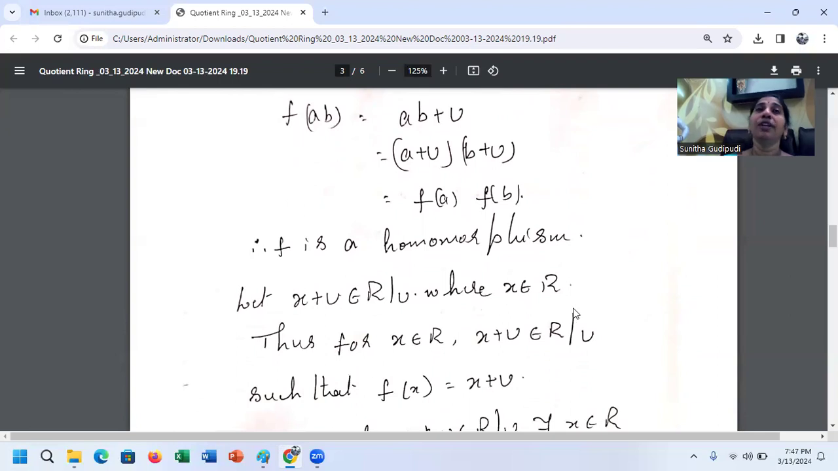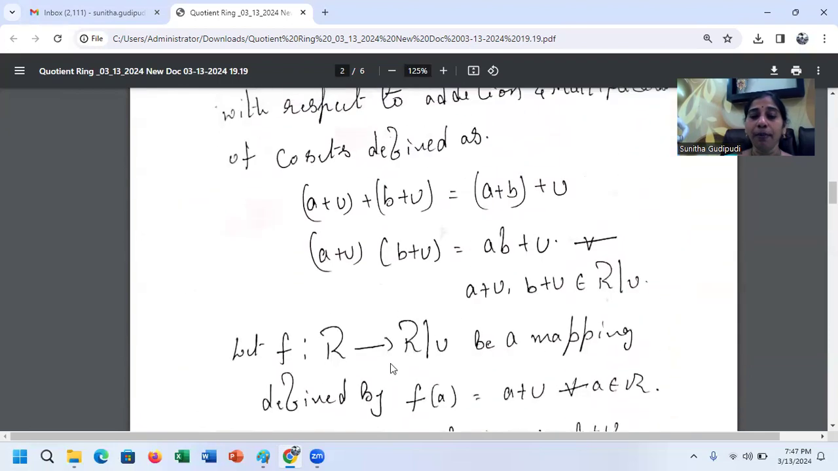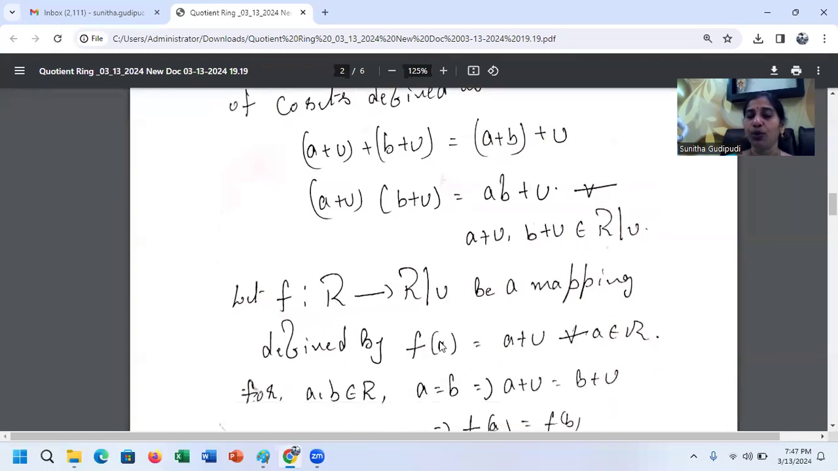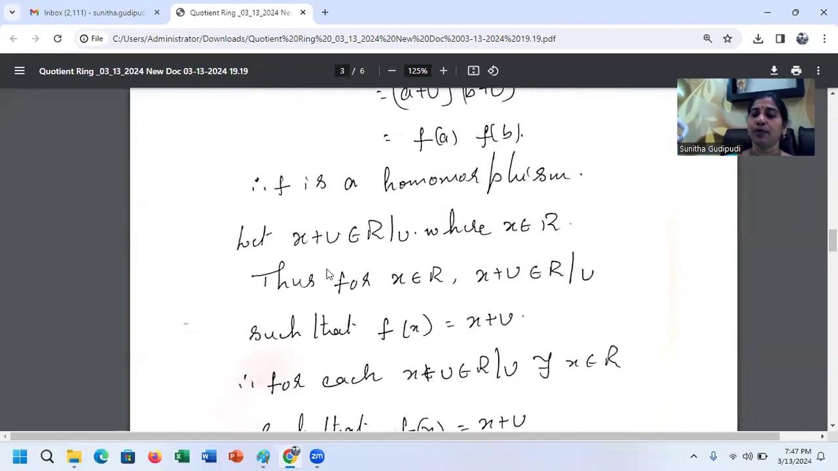So now we need to check, is this an onto mapping? How do we establish onto mapping? For every element belonging to this set R/U, we should show that there exists a pre-image in R. So let's consider an element from R/U, let it be some x+U. Let x+U belong to R/U.